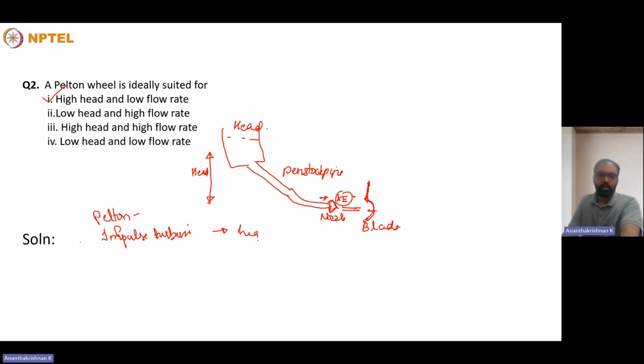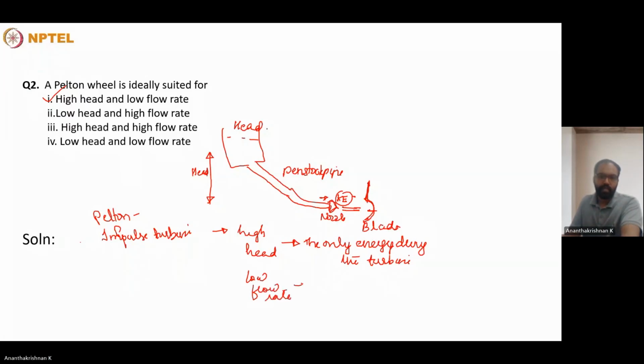High head, because it is the only energy driving the whole energy conversion process, and low flow rate, because of size constraints.